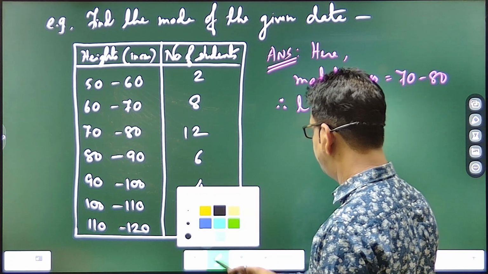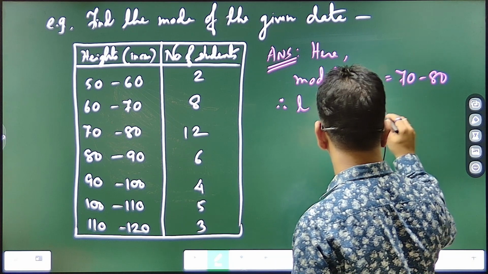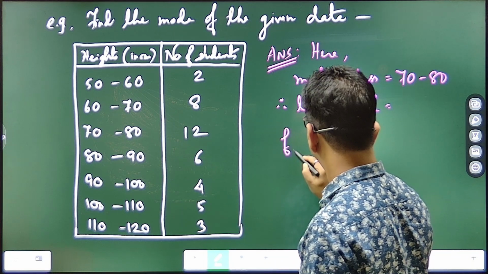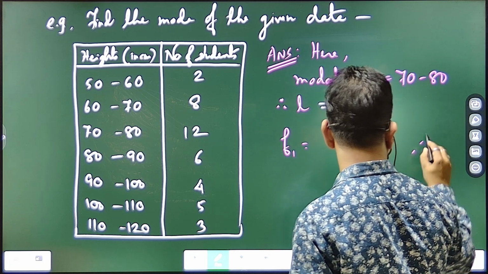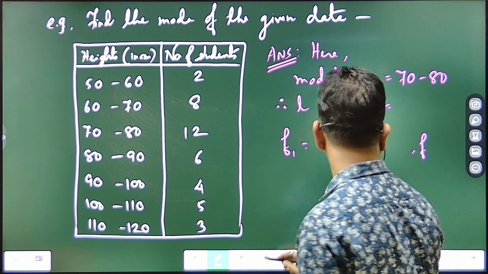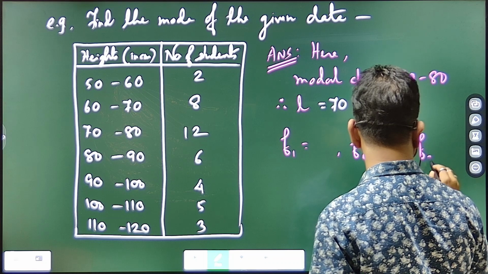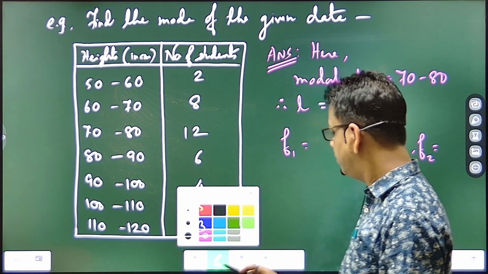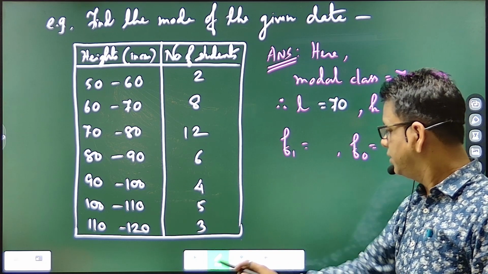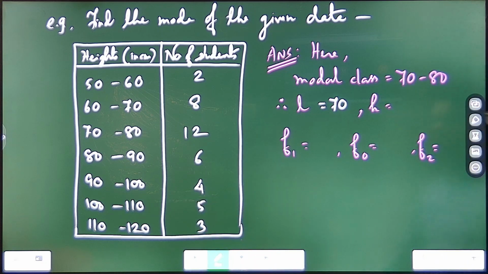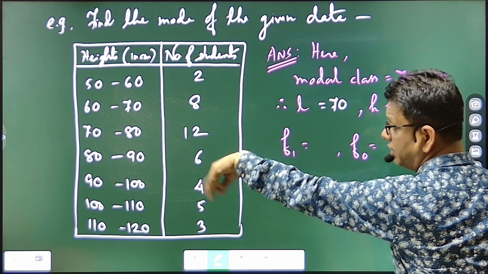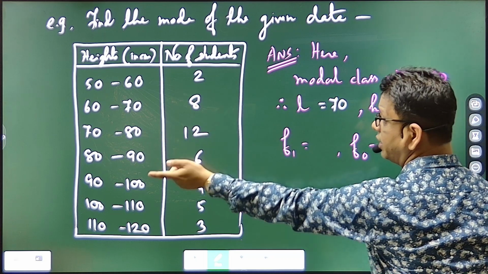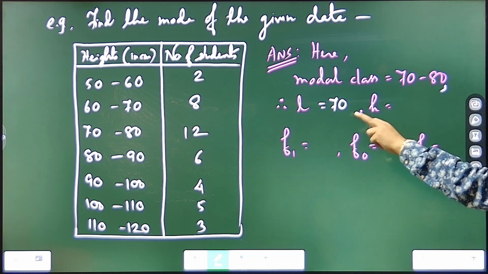h is again very simple. h is the class size. Then I need f1, I need f0, and I need f2. These are my aim, right? Now one by one again. So here you understood this lower limit in the modal class. What is the modal class? The class corresponding to the highest occurring frequency. So 70 to 80. This is L.